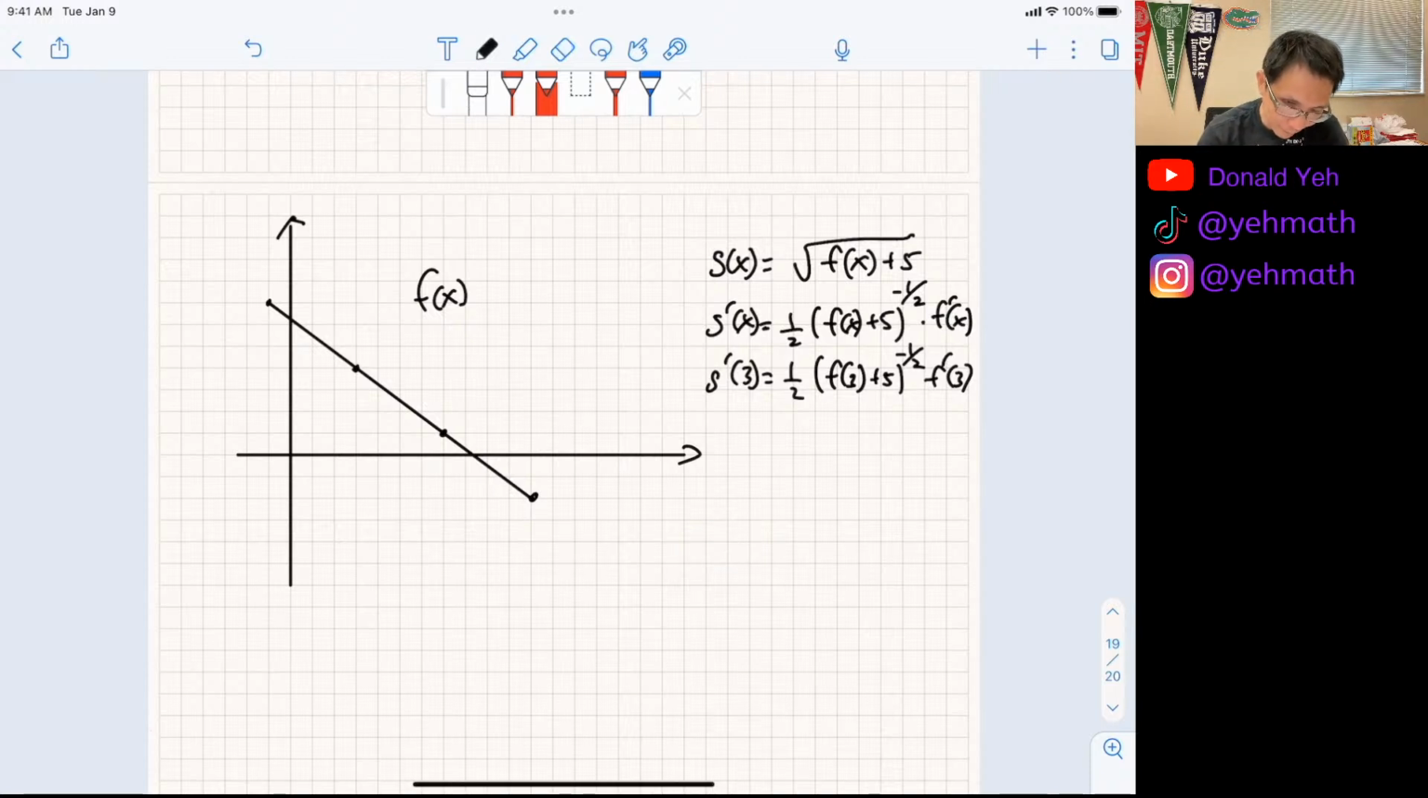Are we okay here? So 1/2, this one means square root on the bottom. What's f of 3? What's f of 3? So 4, for 4 plus 5 is 9, right? Times what's f prime of 3?